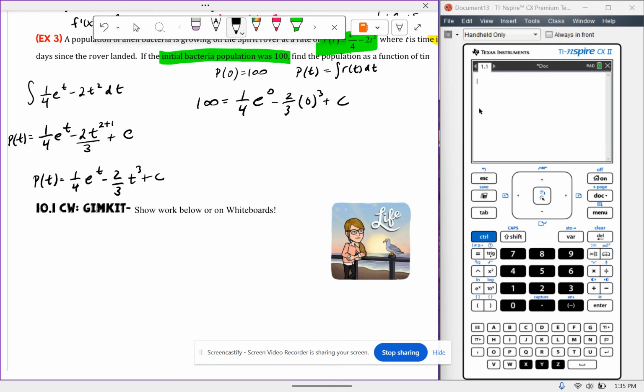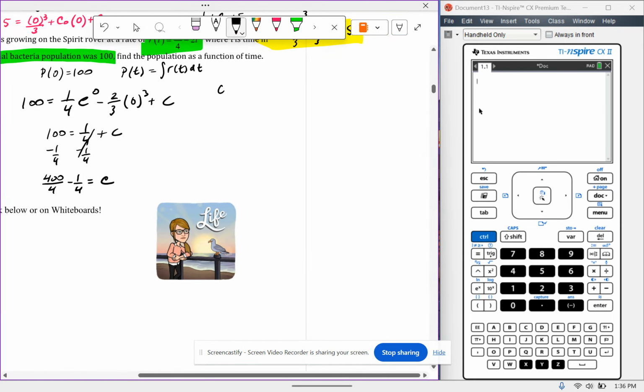All right, so what's going to happen now? I got 100 equals 1/4. This drops off plus c. Minus 1/4, minus 1/4. I'm really sorry. How can we rewrite 100 as a smart version that can be combined with 1/4? So c is what? 399 over 4. Yeah, I know.